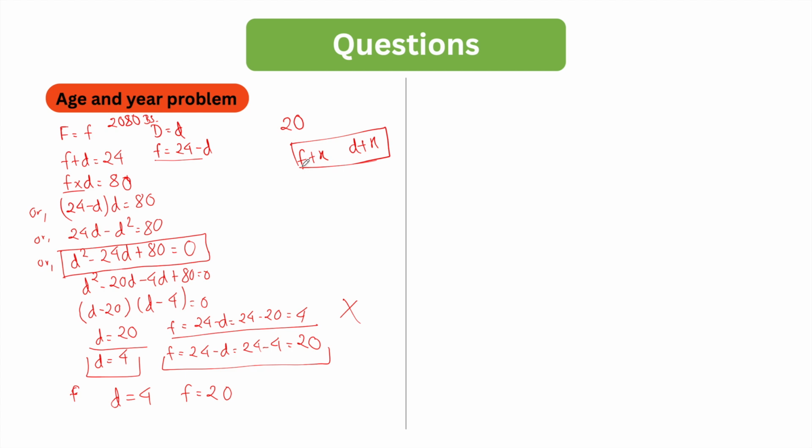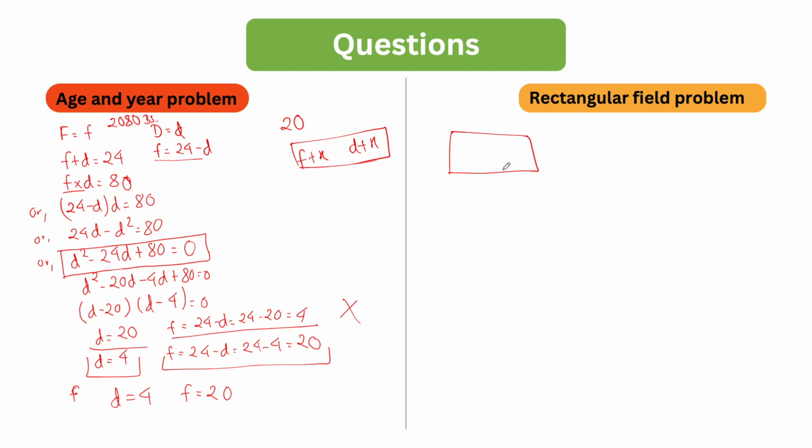And then another type of question is about the rectangular field problem, where someone buys a rectangular field that has length L and breadth B, and the perimeter of the field is 18 meter, and the area is 20 meter square. So they will ask to find L and B.